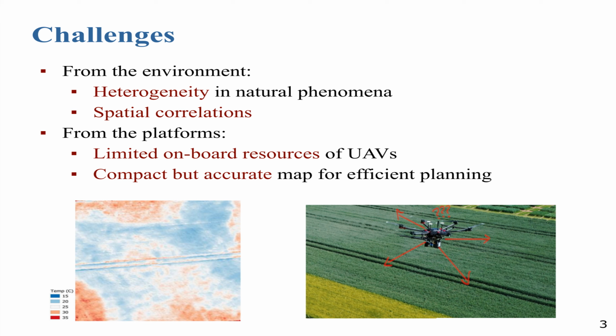Ignoring such a key element will limit our mapping quality, especially when the sensor data is sparse and noisy. Second, using off-the-shelf UAVs also poses limitations on onboard resources, such as computing power and battery life. In order to efficiently replan the path based on the current map state, the map must be compact, easy to interpret, and accurate.